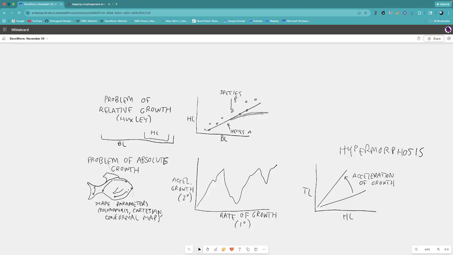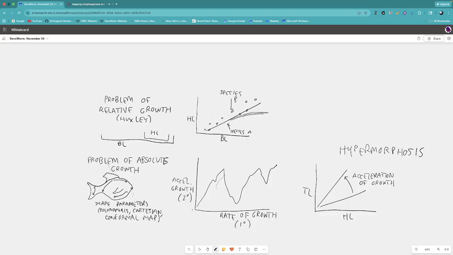You're basically building this homeomorphism between the absolute shape of the organism and some sort of conformal map that might describe an entire clade. And you just simply find the shape parameter values for your specific species on that conformal map. So there are different methods that we can use, methods that were developed well past the time of D'Arcy Thompson. Okay, so that's the problem of absolute growth.